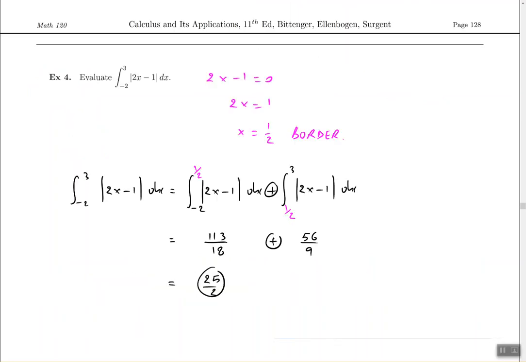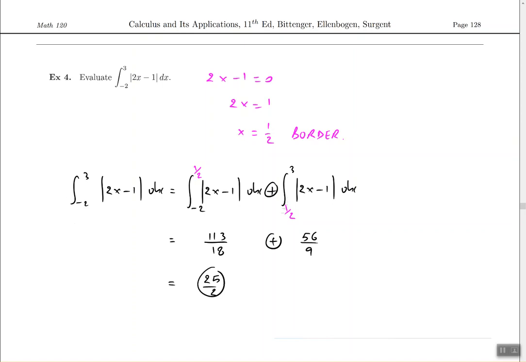Did you end up with 25/2? Okay, so the border point was 2x minus 1 equal to 0, which means x is 1/2. That's the border point. And again, I split my integral into two pieces. One starts at -2 and goes to 1/2. The other one goes from 1/2 to 3. So it's kind of like pausing in the middle, taking a little break, and then doing the second integral. And I got the fractions for each one of them using the TI, and we got 25/2 when we added the two fractions.